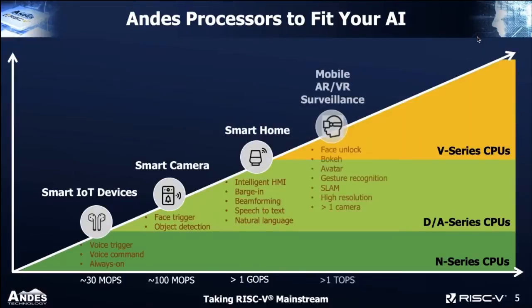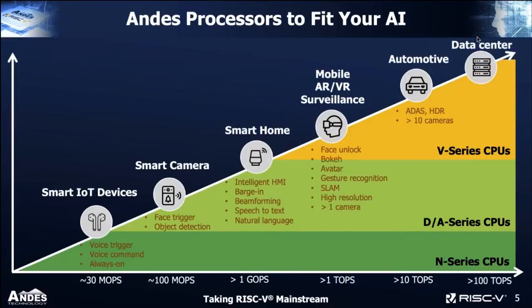So how do Andes processors fit into all these AI spectrums? We divide our processors into 3 broad categories. At the bottom, the green, we have the NSeries processor, something we call baseline. So these are the standard 32-bit or 64-bit processors that are mostly used in a command path or someplace where the signal processing or math operation demands aren't very heavy.